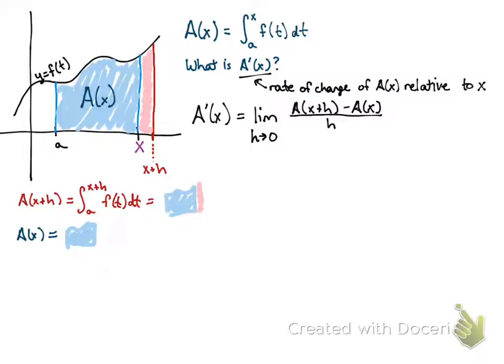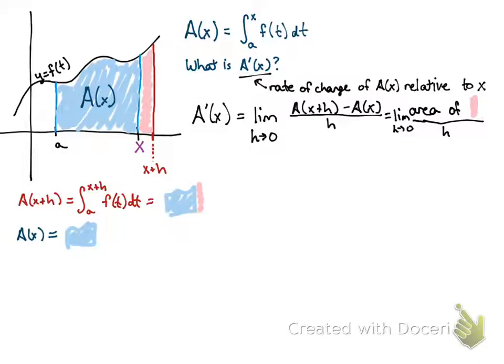So now look back at the derivative formula. The derivative is the limit as h approaches 0 of, what's that numerator? The numerator is that total big area minus the original blue area. That's just the new added area, the little pink strip. And the denominator is still h. So A prime of x is this limit.